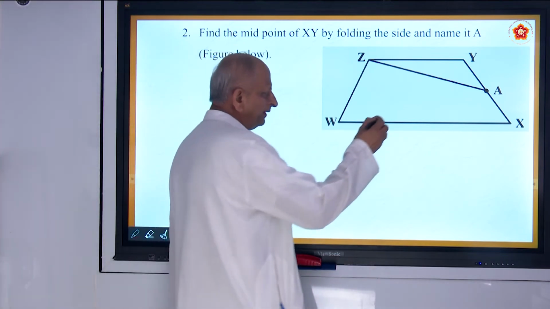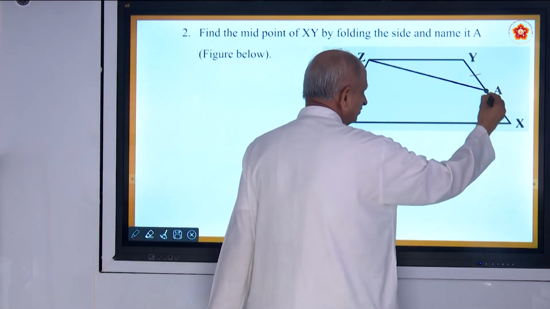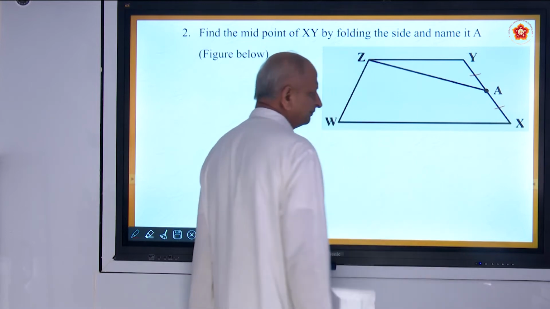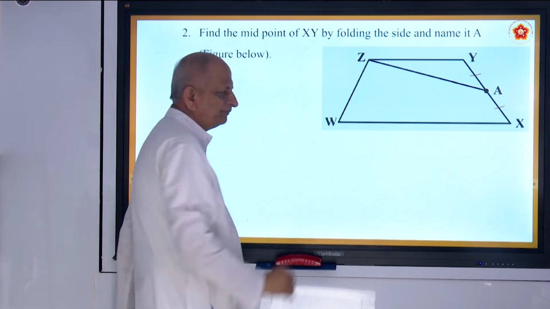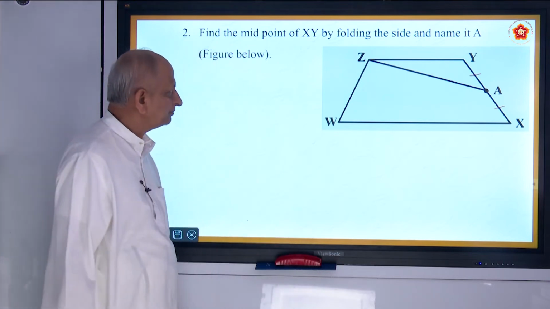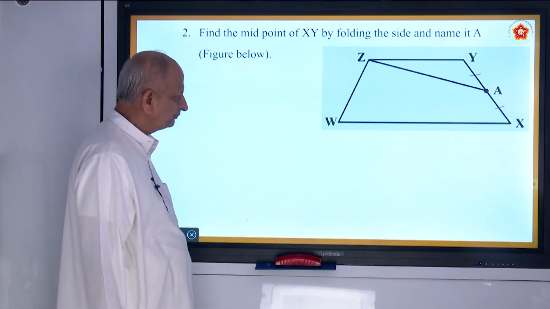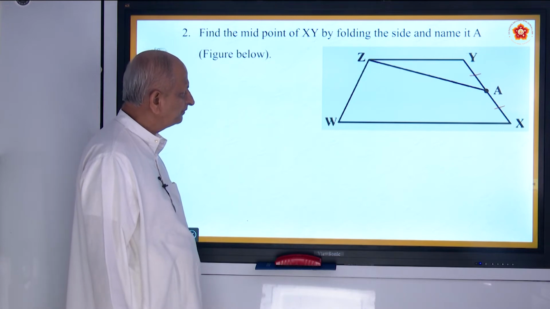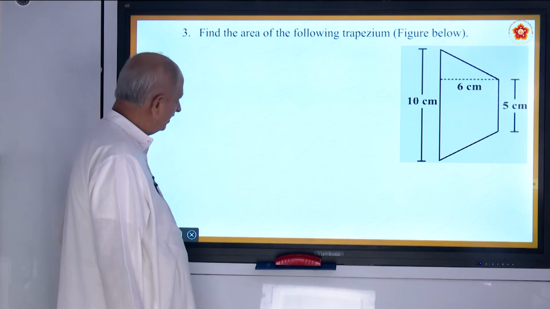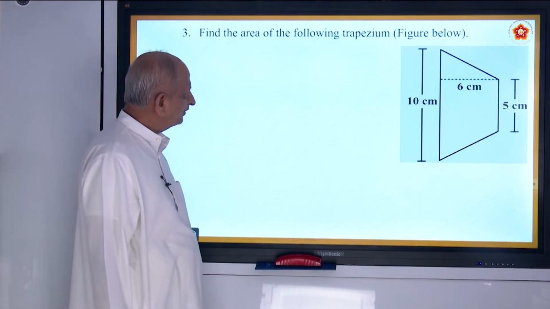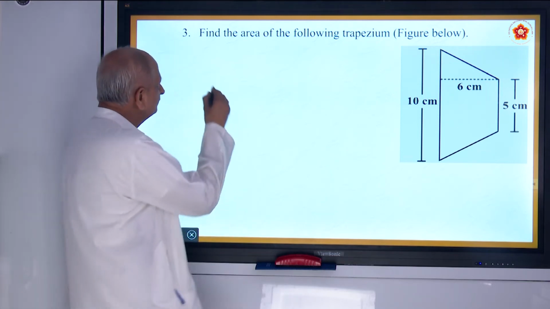So what does midpoint mean? This distance will be equal to this distance. That is the meaning. Similarly, you can mark one more midpoint here, but that is not asked here. Can you do it? Okay, do it yourself. Get the answer. Now coming to the third question. Find the area of the trapezium.